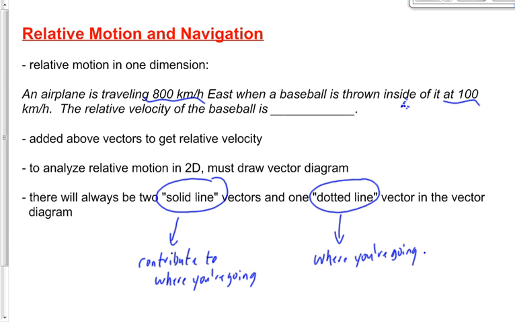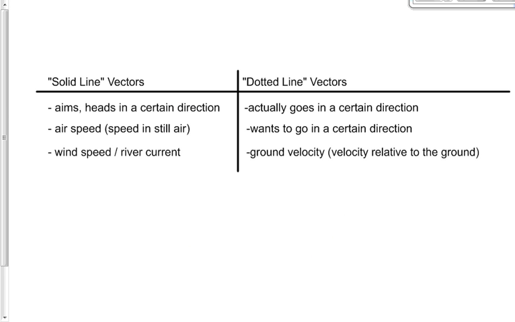All right, so what would be some examples of solid line vectors? What would be some examples of things that would contribute to where something goes? Depends on the context, I suppose.